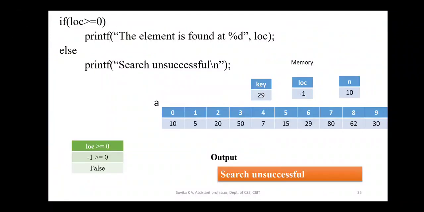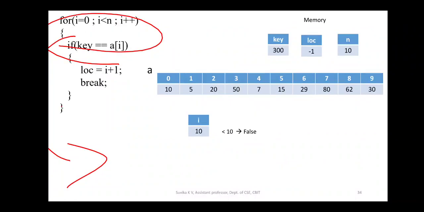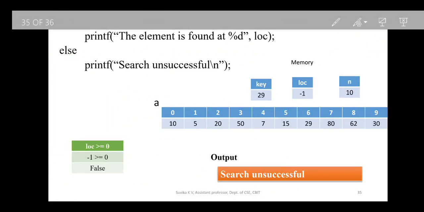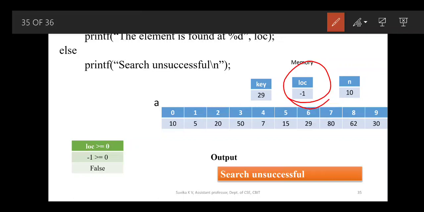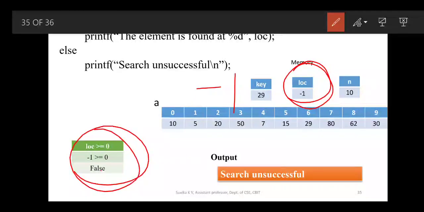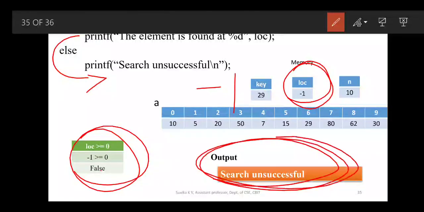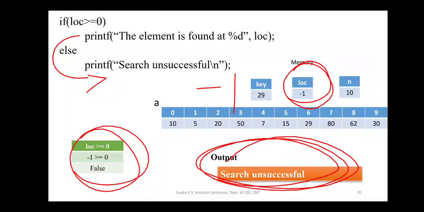So you can see here, if location is greater than or equal to 0, since I didn't find the element, I never updated this location. The location remained as -1 itself. So is -1 greater than or equal to 0, students? No, right? So it is false. So it will come to the else part and it will print search unsuccessful. That is, the element is not present.